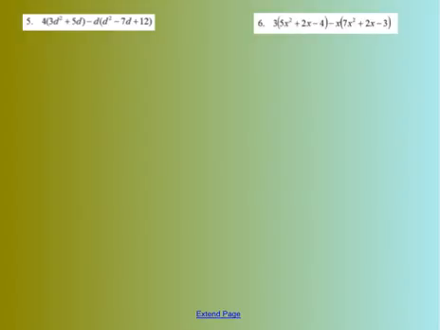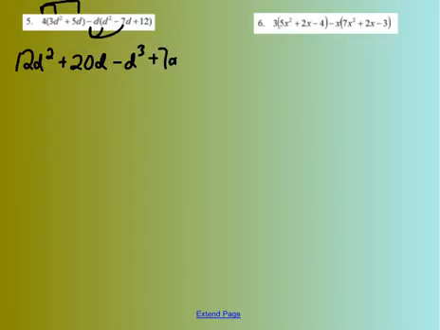We got bigger. This is where we're actually doing a lot of extra work. So we have 4 times 3d squared is 12d squared. 4 times 5 is plus 20d. Okay, now we got to do another one. So this is going to be minus d cubed plus 7d squared, and then a negative is minus 12d.